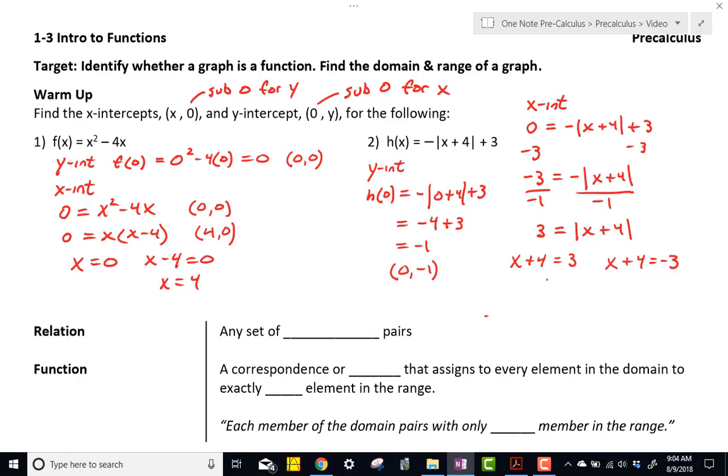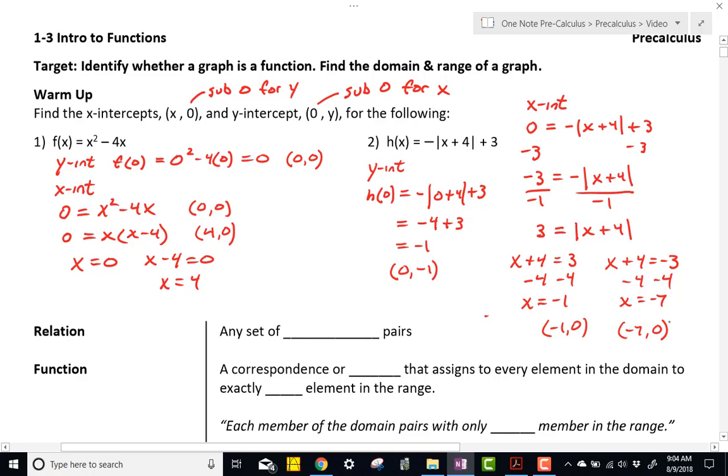Now, there's other ways that you might have seen that when you first did absolute value, but basically you need to end up with a negative side. Okay, so my negative side is with the 3. So a lot of people will do the negative side with the x plus 4 as well. So if we subtract 4 over here, we get x equals negative 1. If we subtract 4 over here, we get x equals negative 7. So again, we've got two solutions. We've got negative 1 comma 0, and we have negative 7 comma 0.